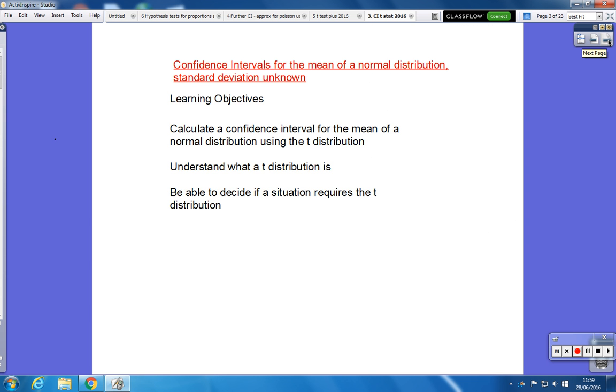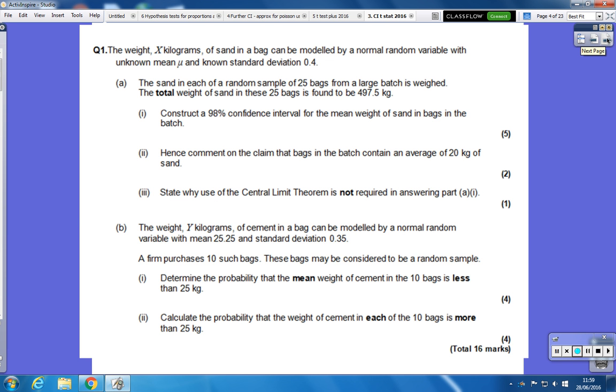So this is for those of you looking at a confidence interval for the mean of the normal distribution, where we don't know something quite important. So we're going to hopefully work out what that is. Forgive me if there are any spelling errors in this.